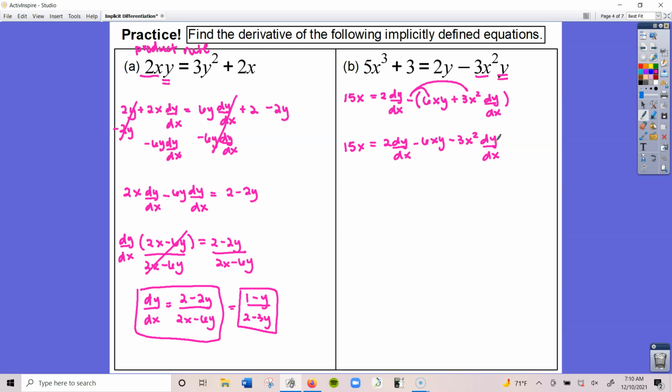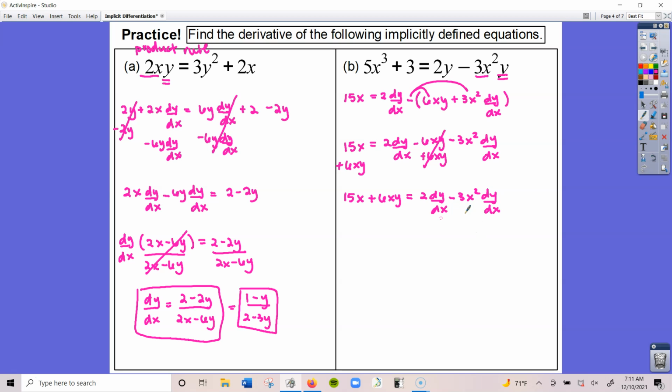Now I want all of my dy/dx's on one side and everything else over on the other side. As you can see, all of my dy/dx's are already on the right side. So I'm going to add this 6xy over to this side and keep my dy/dx's there. So we have 15x plus 6xy is equal to 2 dy/dx minus 3x squared dy/dx.